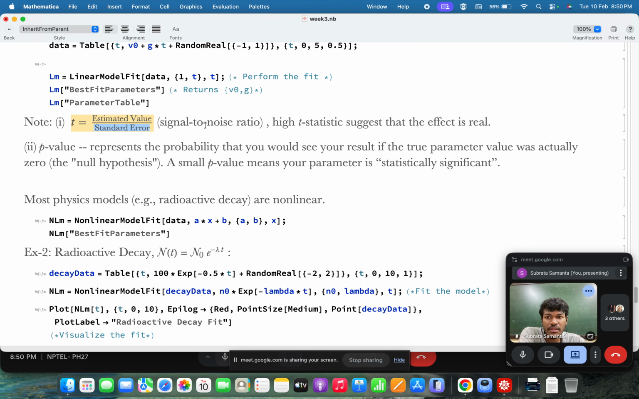So, that means if the t statistic value is high, your effect is real, provided your measurement is correct. And the other one is the p value. That represents the probability that you would see your result if the parameter value was actually 0. So, this is some null hypothesis testing, and a small p value means that your parameter is statistically significant.